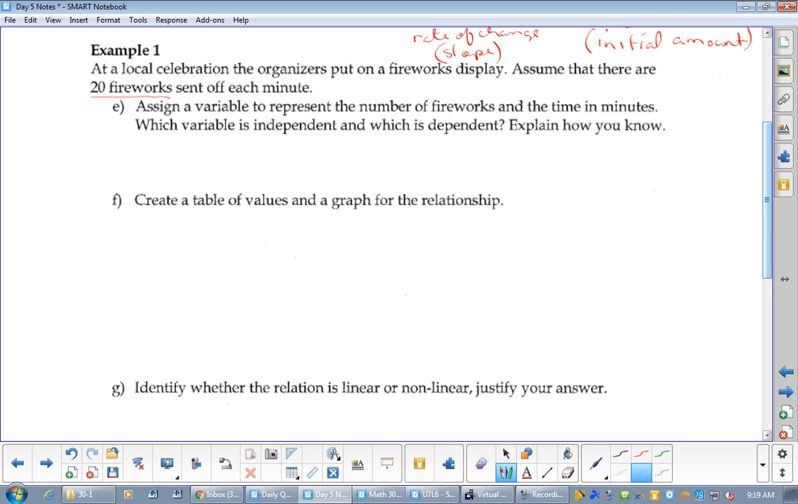Well, we can actually assign a variable. So we could say F is number of fireworks, that's what's in here. But I actually like N for number. So N equals number of fireworks.